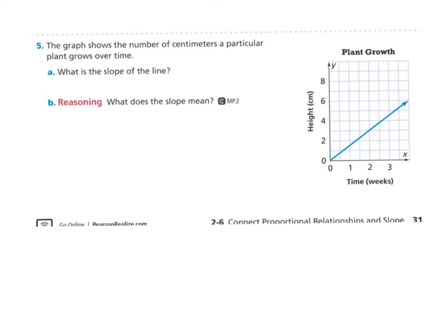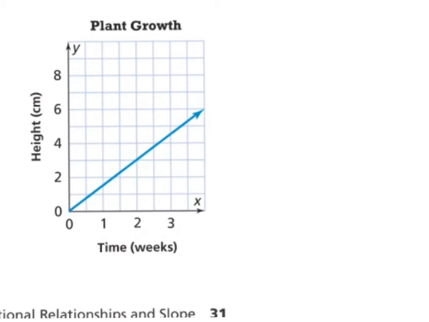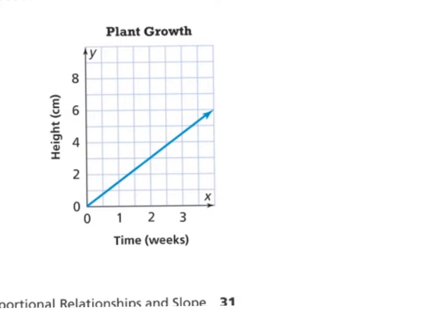Number 5, the graph shows the number of centimeters a particular plant grows over time. What is the slope of the line? So first thing, before I even work this out, I might just think about if this is going to be a positive or negative slope. So this is going to be a positive slope when we work this out. Now we need to find a couple points.